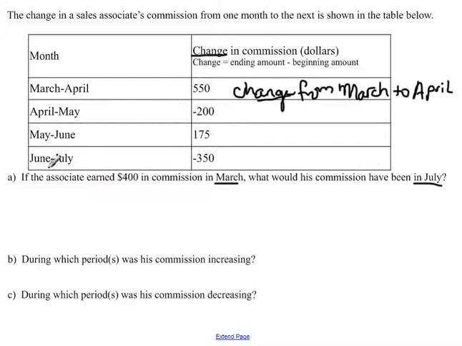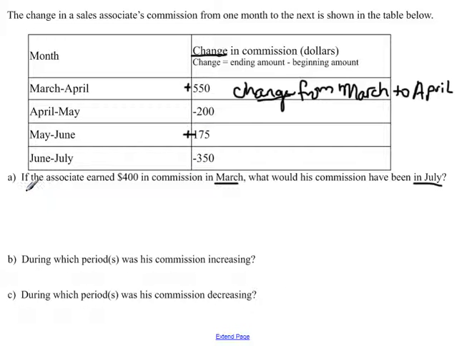They're giving us a situation where the $400 in commission is what the associate earned in March. So notice from March to April, the commission increased by $550. We know that it was an increase because it's a positive $550. If there's no negative sign, we understand it's positive. If we want to put a positive by all of these that don't have a negative sign in front of them, that would be a fine thing to do, just to remind ourselves that those are positive.